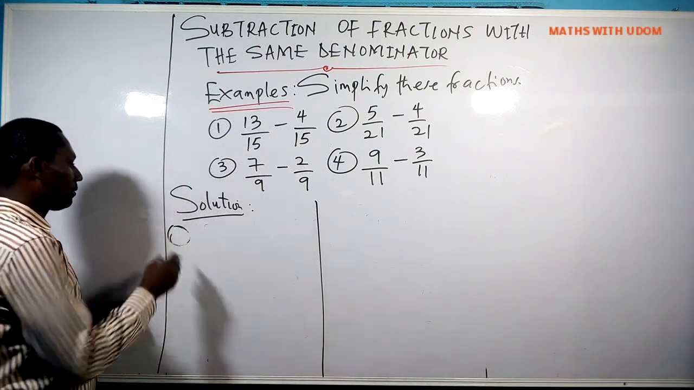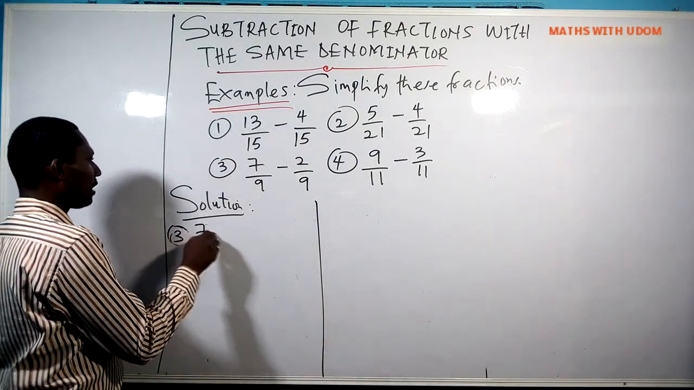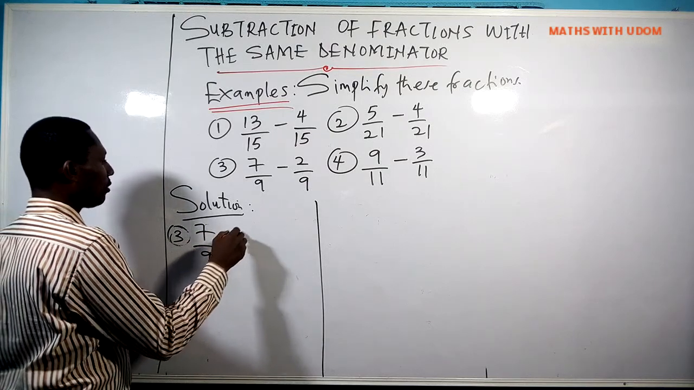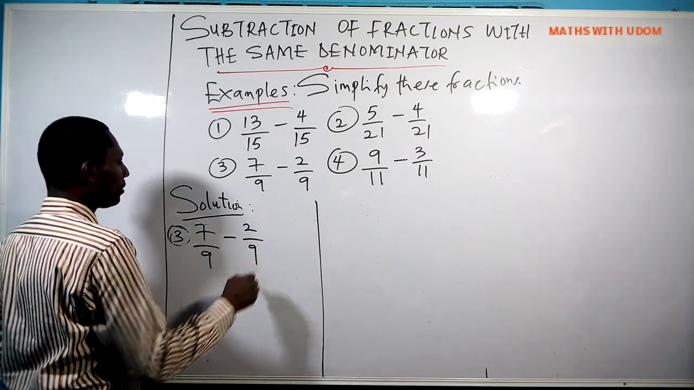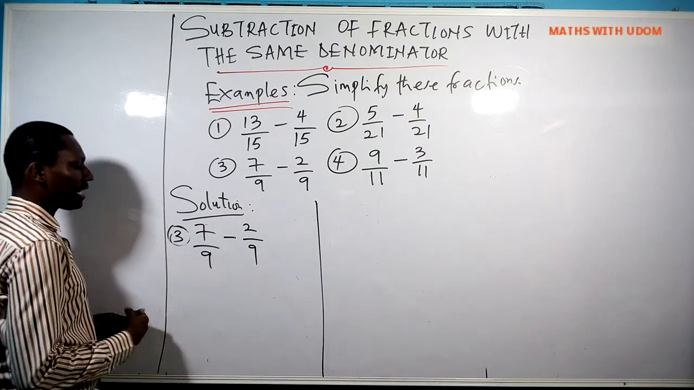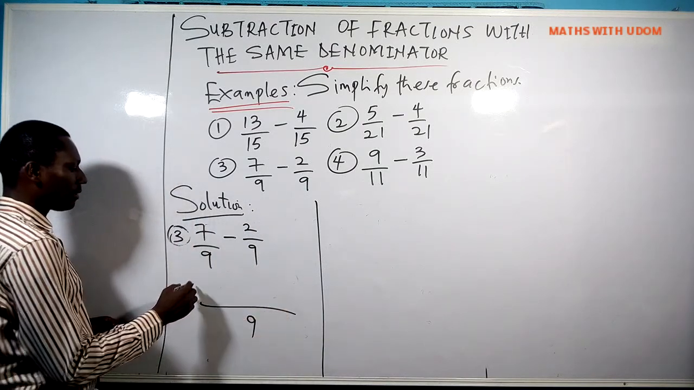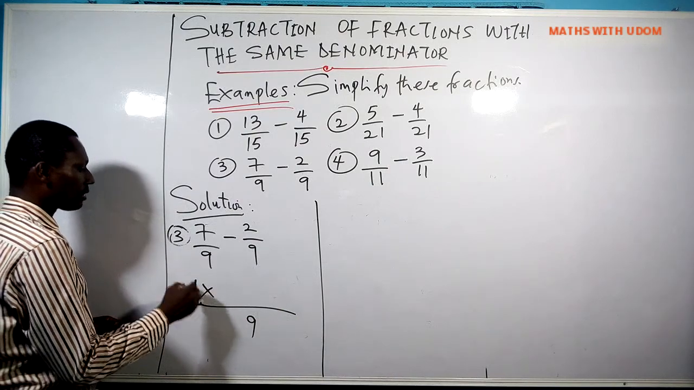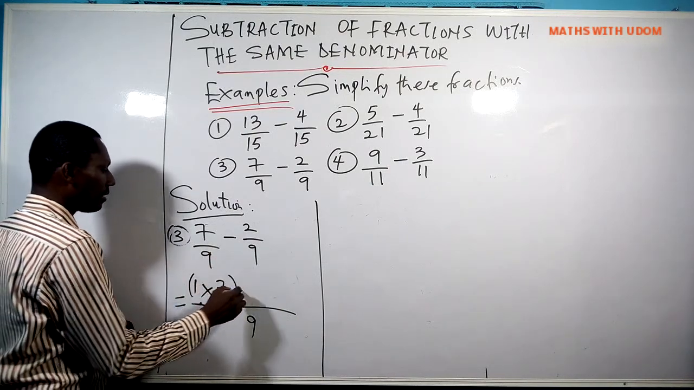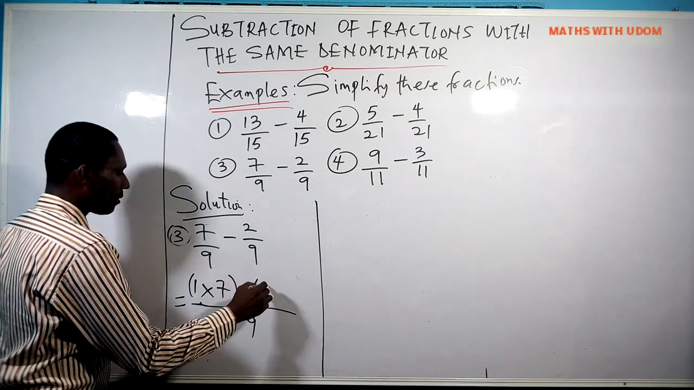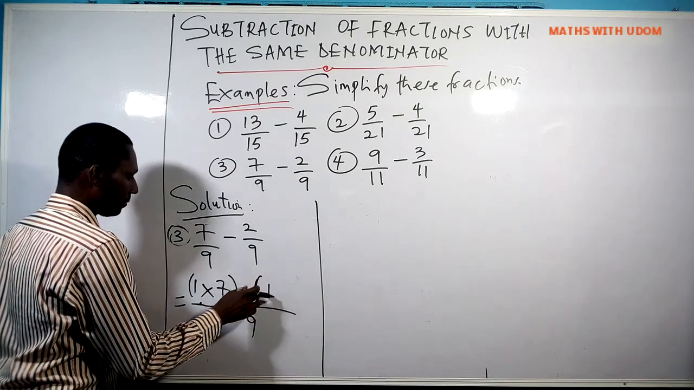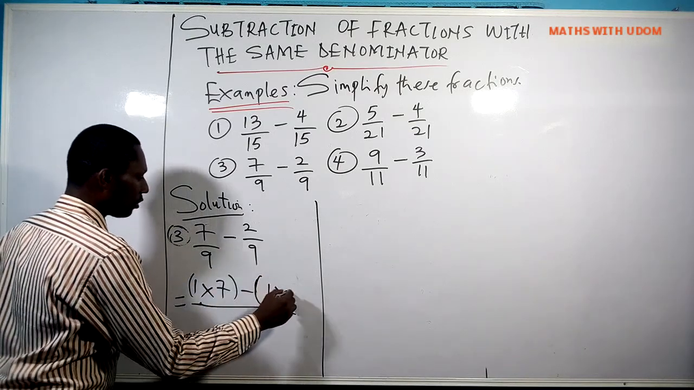We have 7 over 9. Take away 2 over what? Over 9. The LCM of 9 and 9 is what? Is 9. How many 9 can go in 9? 1. Okay, so 1 times our numerator 7 minus how many 9 can go in 9? 1. 1 times our numerator 2.